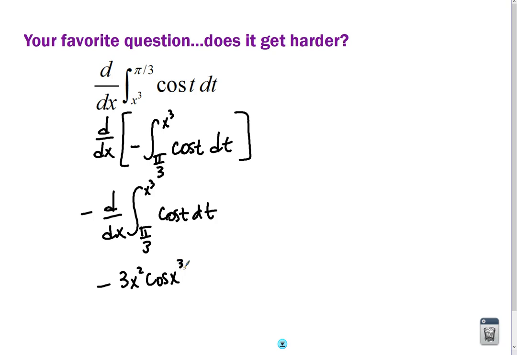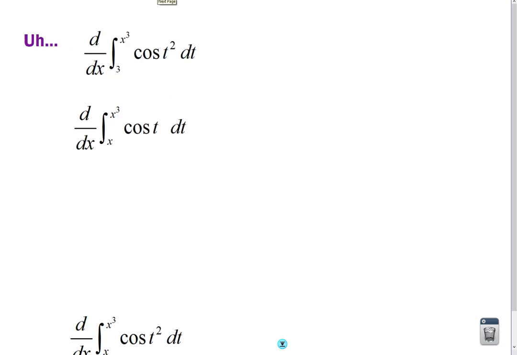No? Yeah? Maybe a little bit? Okay, so let's keep going. Let's practice some more. Ooh, here's a whole bunch of them we could practice at once. Some of them are a little bit tricky. Okay, so cosine of t squared.